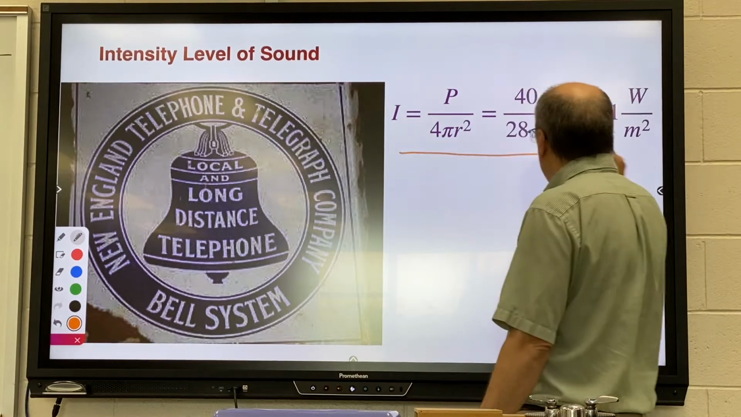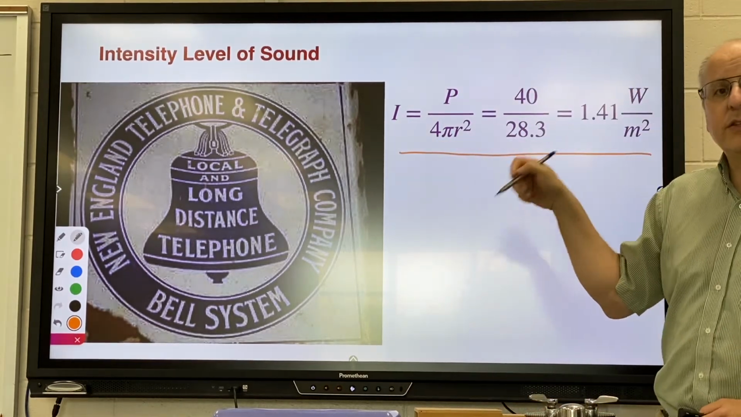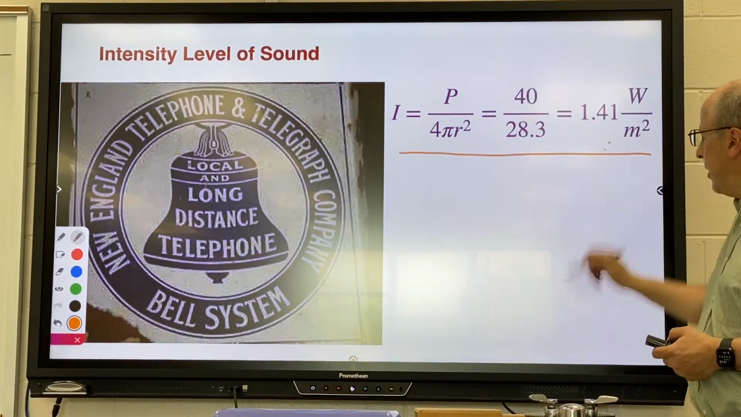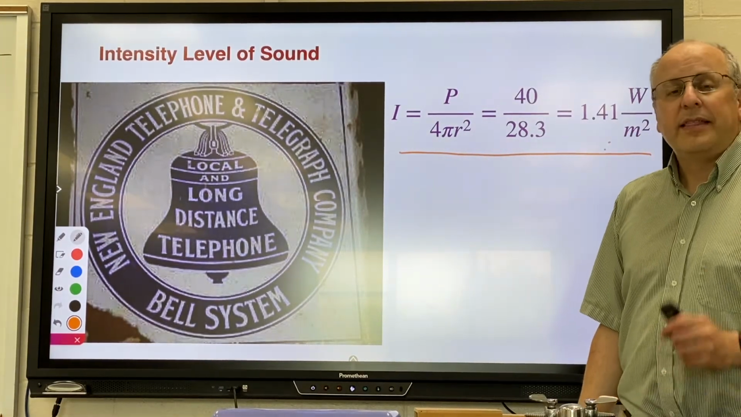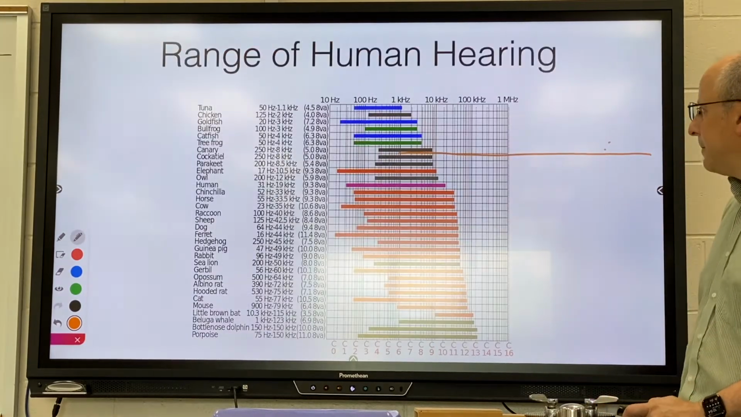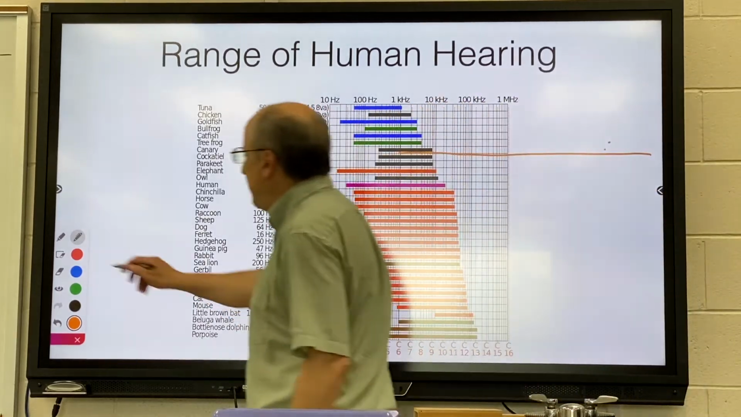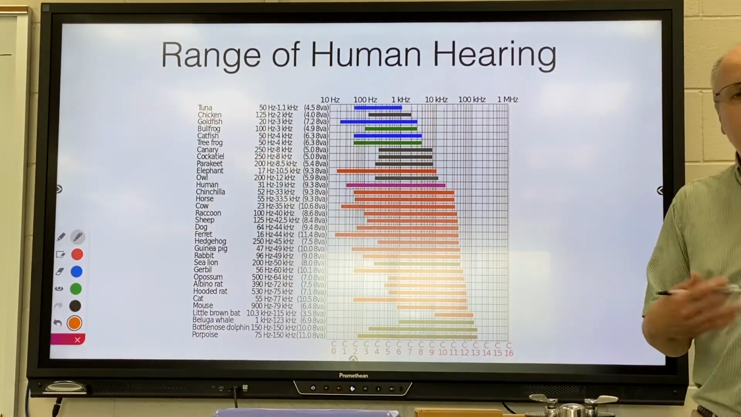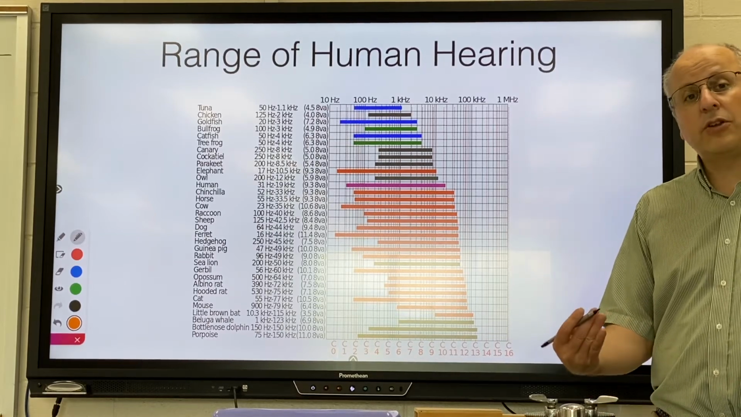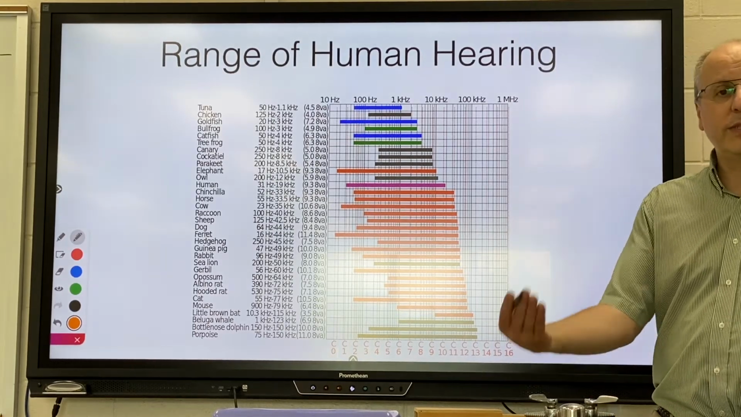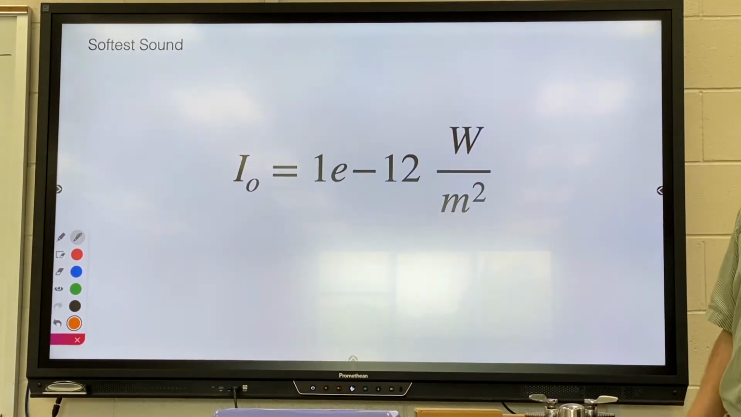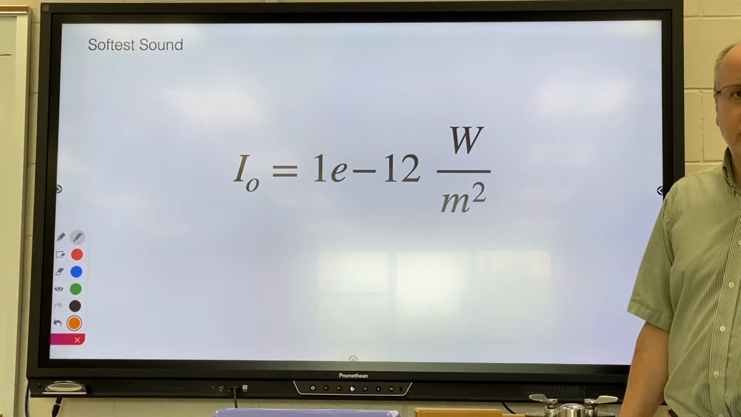You start with the exact same process that we already know how to do for light, and we get an intensity of 1.41. That is not the intensity level, that is the raw intensity. Okay, I want to take a step back and make sure you remember that humans cannot hear all frequencies. Some frequencies are too high and some are too low for the human brain to pick up. The same is true for the loudness of sounds.